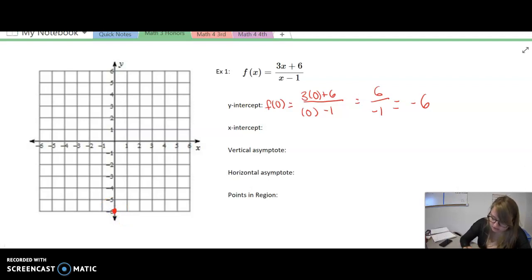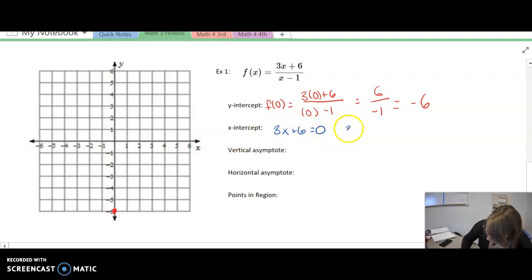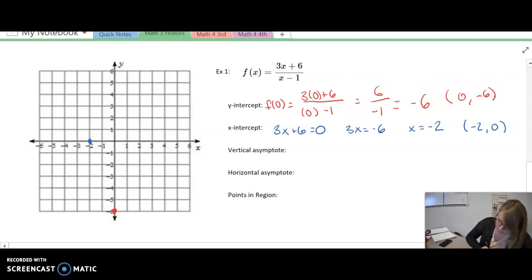Alright, and then our x-intercept. We need to have f of x equal to 0, but what we can do is solve the numerator for 0. So we're going to have 3x plus 6 equals 0. Solving for x, we have 3x equals negative 6, and then x equals negative 2. So our point for this one is going to be (-2, 0). And the y-intercept, if you didn't know, is (0, -6). Alright, so now our vertical asymptote.